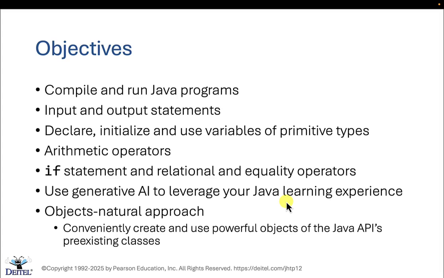The very first of those Objects Natural case studies will be on the Java API's built-in class called String. Strings are pervasive throughout all of Java, so it's a good idea for us to get right into working with those from the get-go, and so we'll do that as our very first Objects Natural case study.